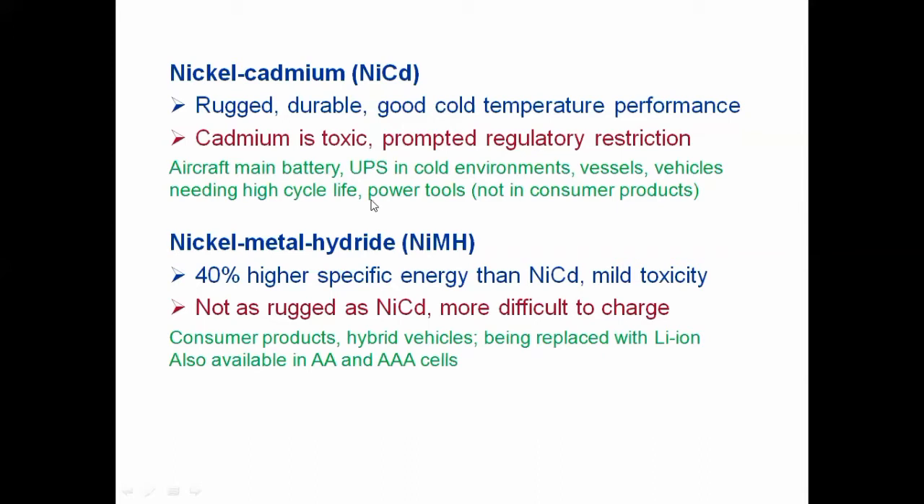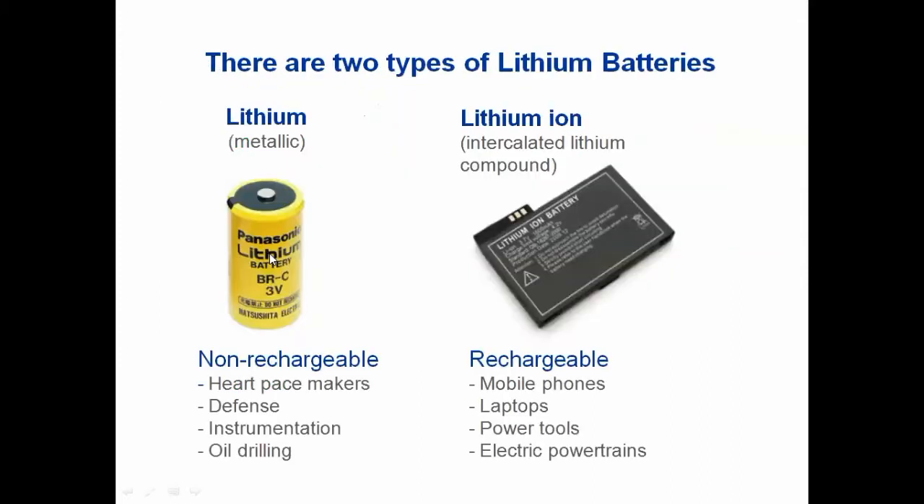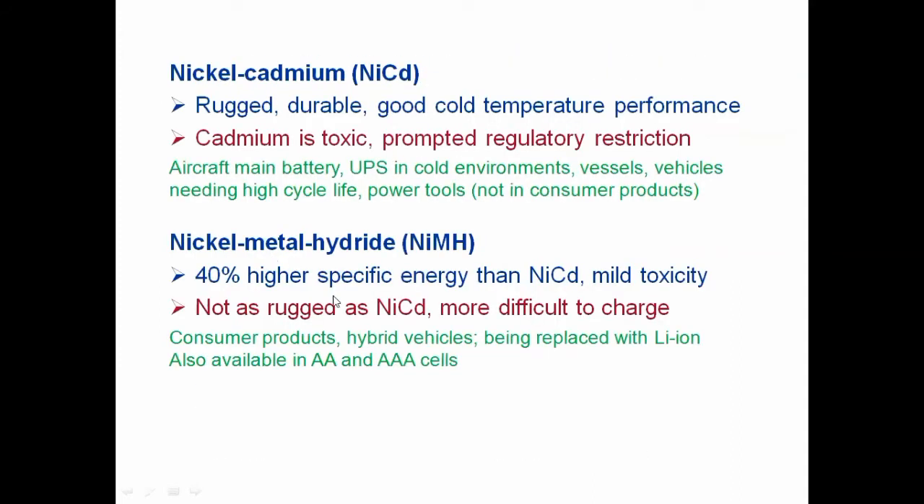Next type, nickel metal hydride. It has 40% higher specific energy than nickel cadmium, and the toxicity present in nickel metal hydride batteries is very mild. But it is not as rugged as nickel cadmium or lead acid batteries, and we have difficulties in charging it. It is used in consumer products, hybrid vehicles, battery operated vehicles, and electric vehicles, and it can easily be replaced by lithium ion. It is also available in AA and AAA cells.